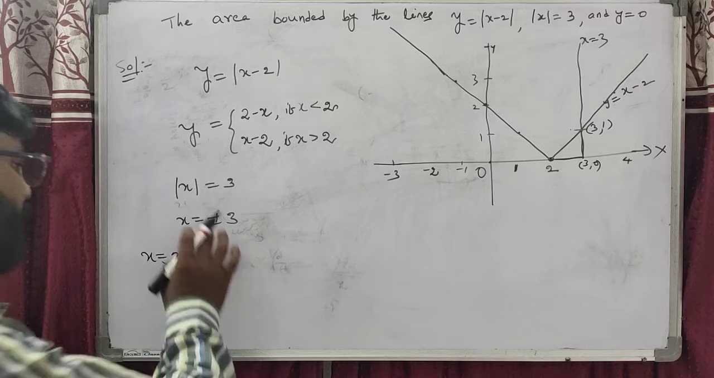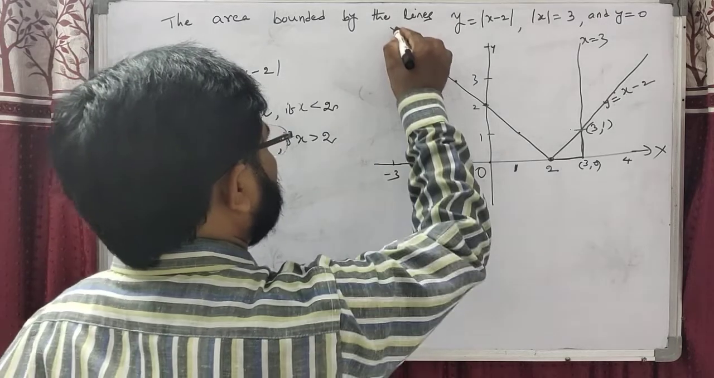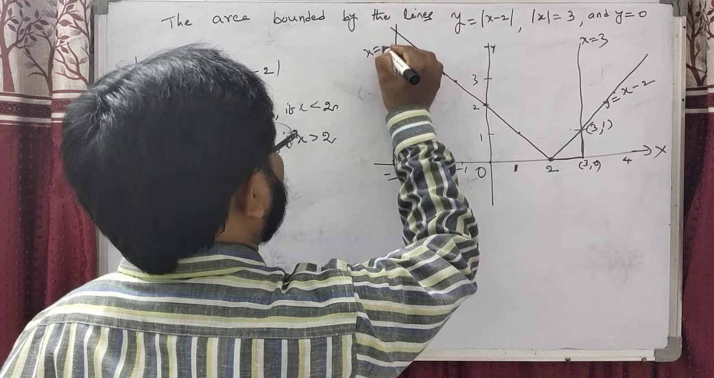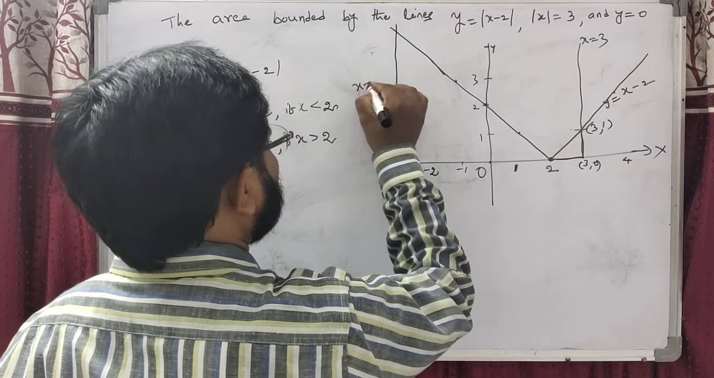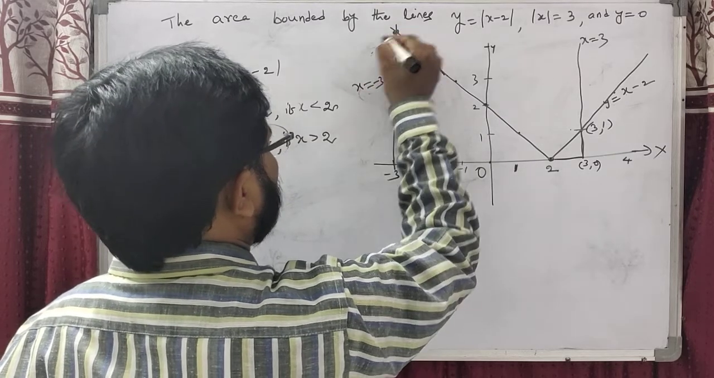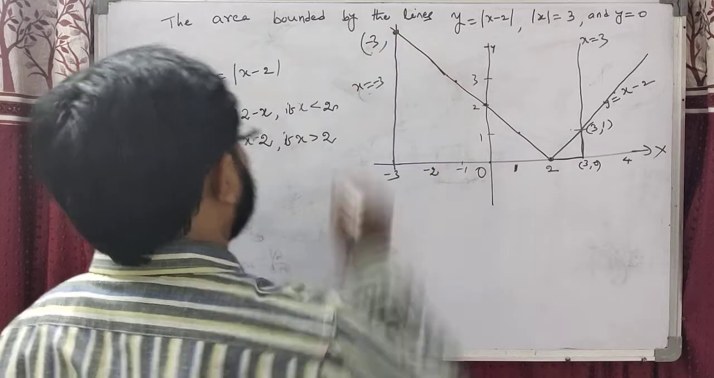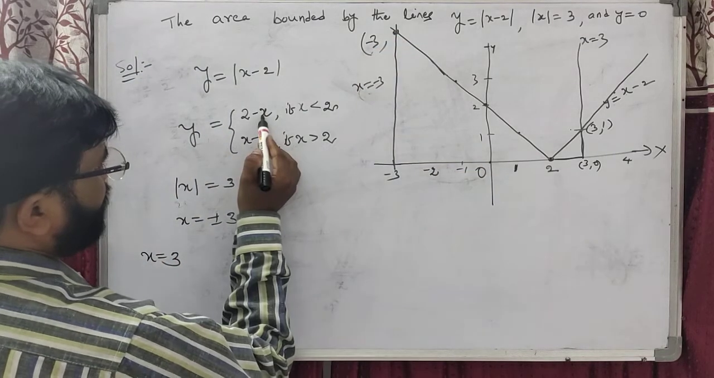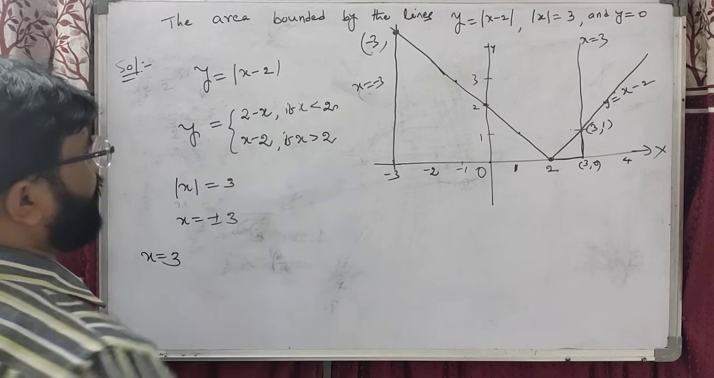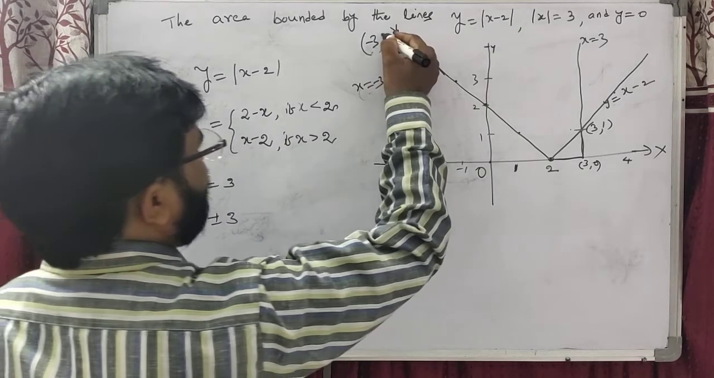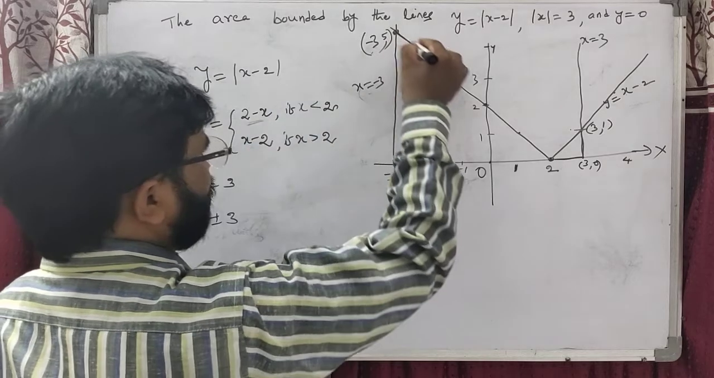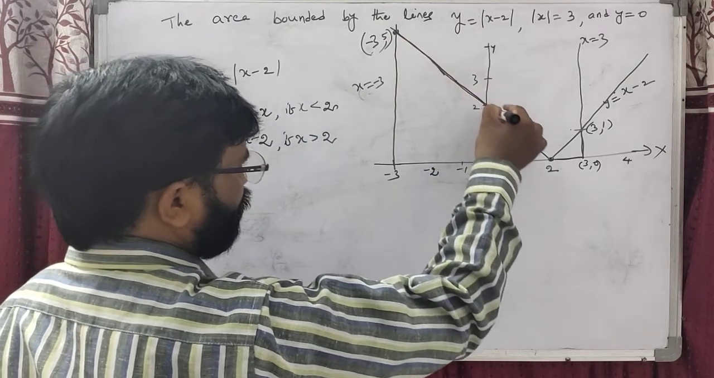After that, x equal to minus 3 is there. This is, students, x equal to minus 3. This is the line x equal to minus 3. What is the point of intersection? X is minus 3. Dear students, when x is less than 2, now substitute here minus 3, minus of minus plus 3, comma 5. This is the graph y equal to 2 minus x.